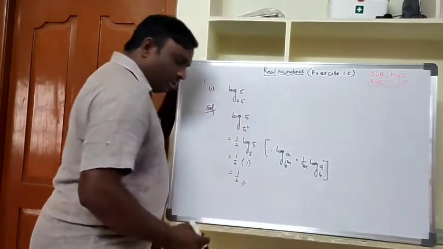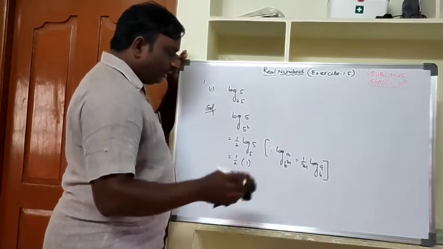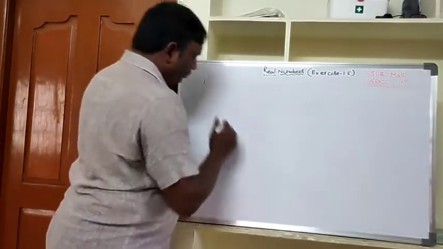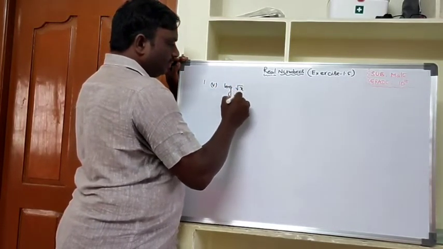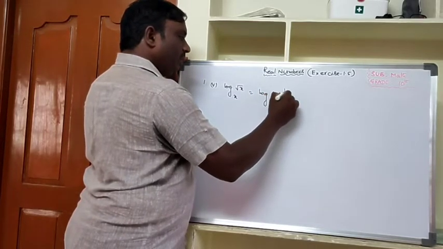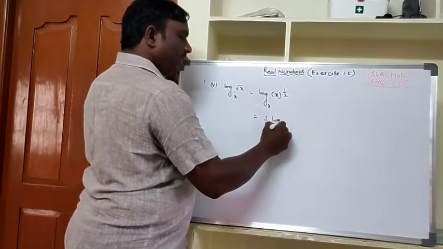And if you go to the second question, third question, fourth question, you can do your own, no problem. The fifth one, I will explain. The fifth question is log root x base x. So simply log root x can be written as x power 1 by 2 base x. So this is 1 by 2 log x base x.